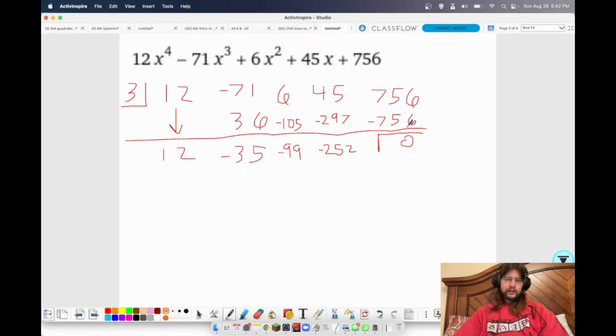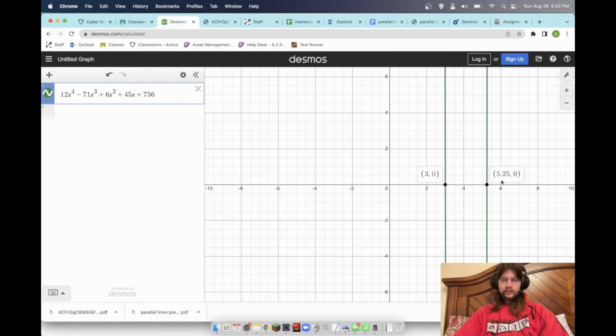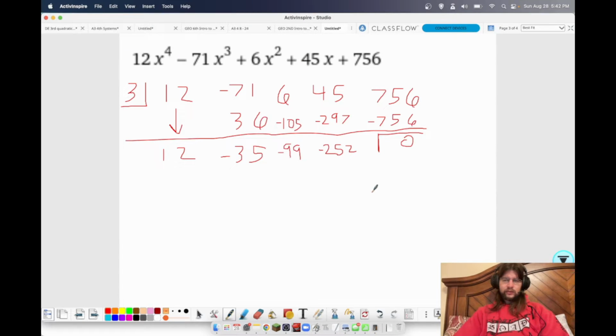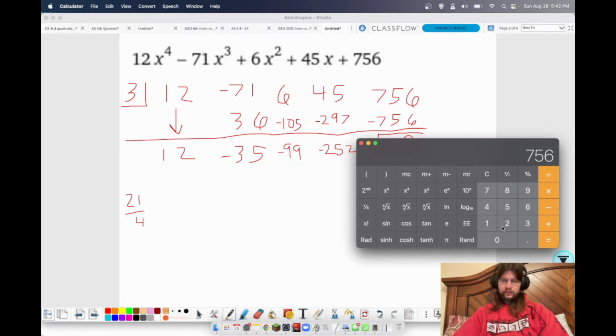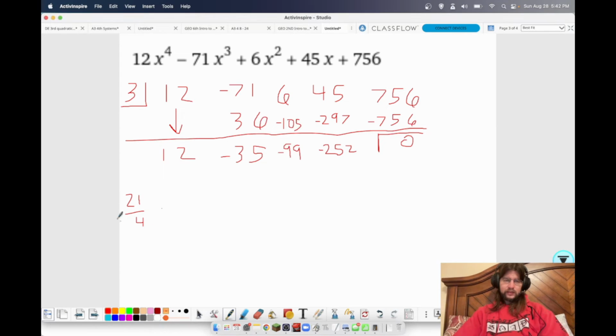Now, if we look right here, our other 0 is 5.25. So that's 5 1/4, but we don't want a mixed number. Use your calculator, it'll turn it into 21/4 for you. That's positive, right? Yeah. If you don't believe me, 21/4 is 5.25.